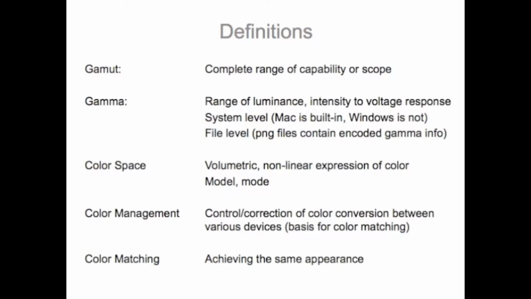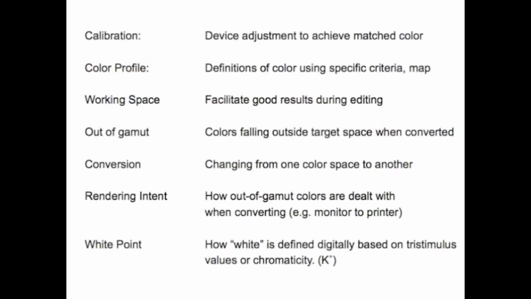Color management is the process of controlling color between devices. So when color is converted from, say, the additive system on your computer to the subtractive system on your printer, color management has to be invoked in order to bring the two into alignment as much as possible, so that colors match from one space to another. And the idea of color matching is basically that we get the colors to look alike in the different color spaces. Calibration is the idea of adjusting a device, a computer or a printer, so that color can be matched.